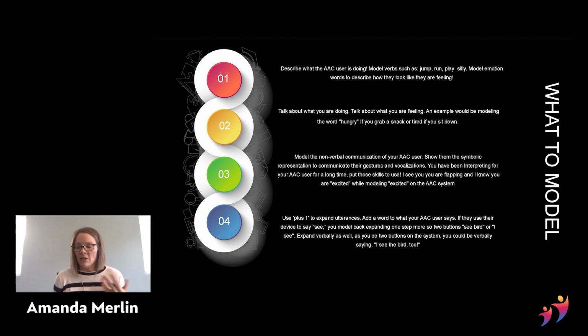If all the words that you're trying to model aren't on the system, try to stick to those key core words. Don't worry about being grammatically correct, especially at the beginning. Don't worry about trying to model every single thing you're saying. You can model so much with just a few core vocabulary words. Those first words, go, want, and stop, are very powerful.